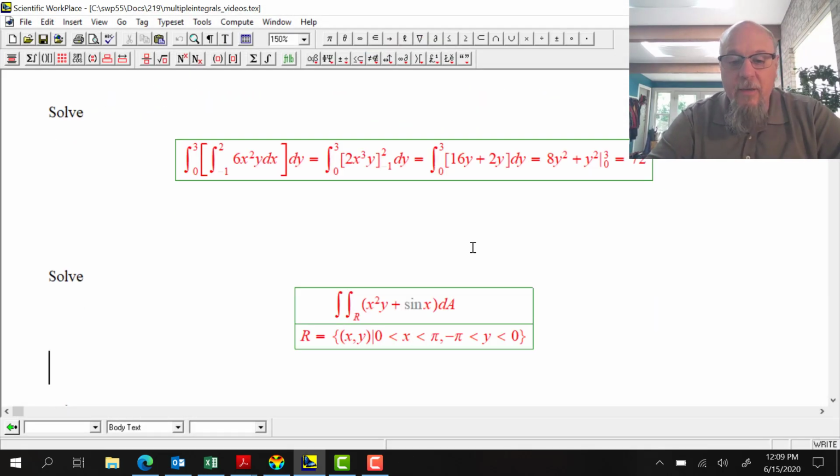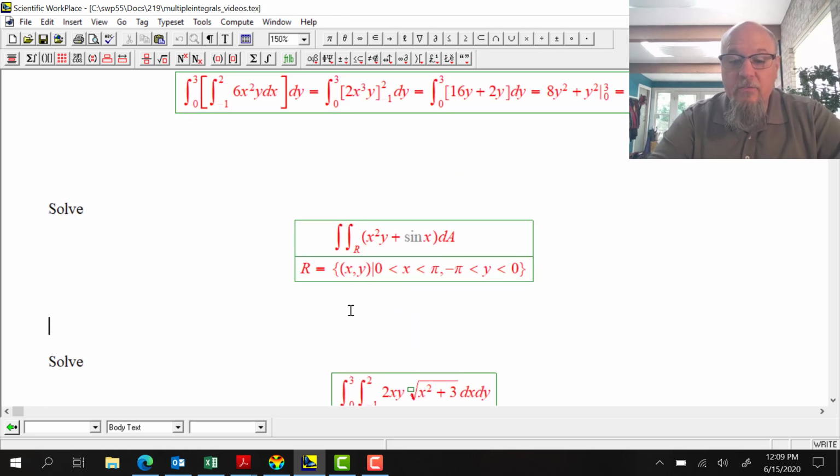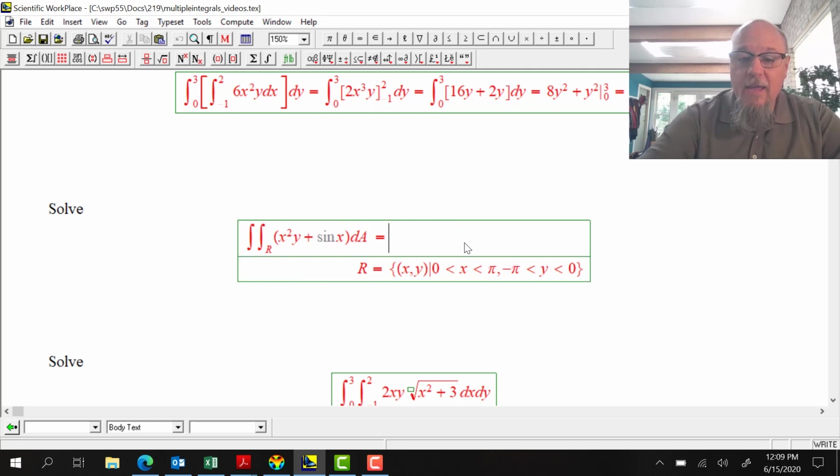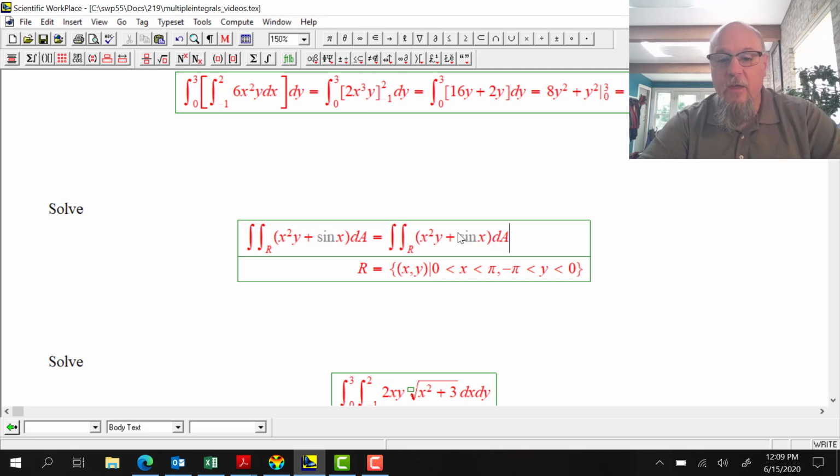Okay, let's do another example. In this next example, they just give me the region, and it's a dA. So I get to choose whether I want this to be dx dy or dy dx. Because the region is rectangular, I don't think it's going to make any difference. Let's draw that region.